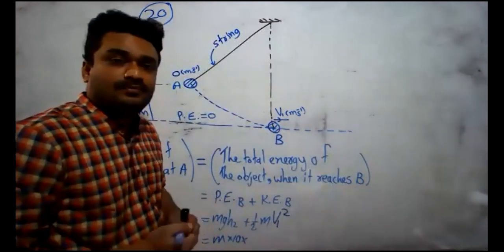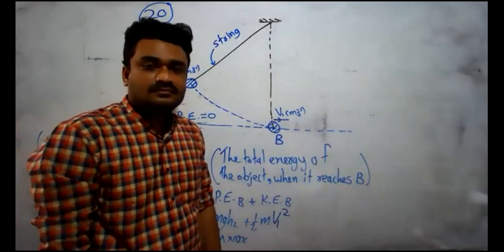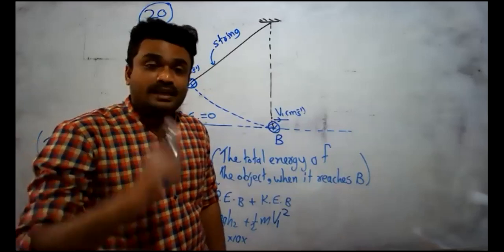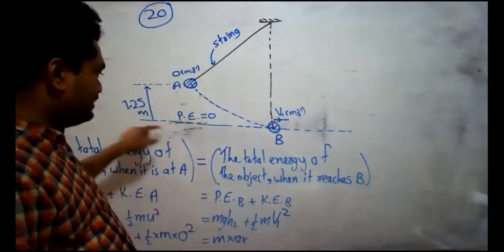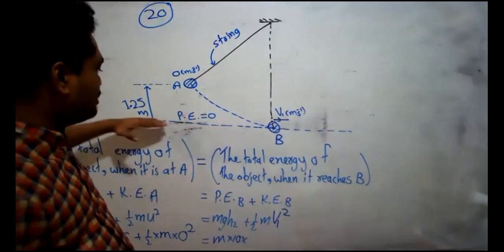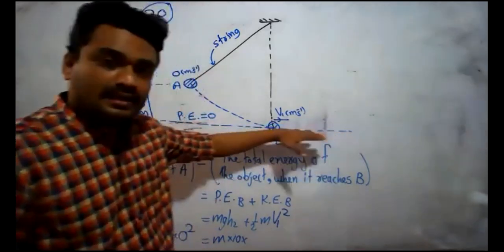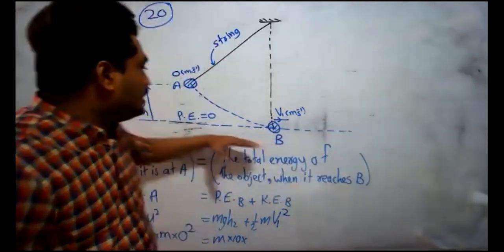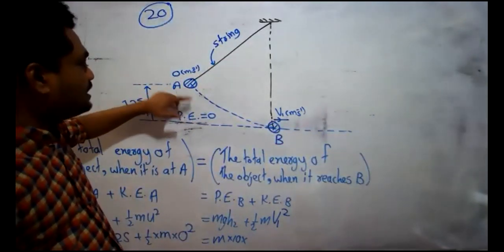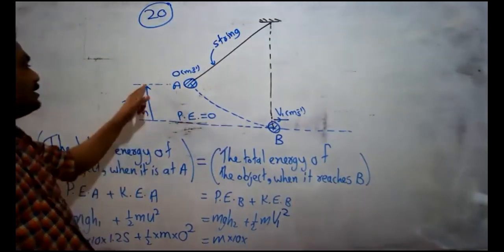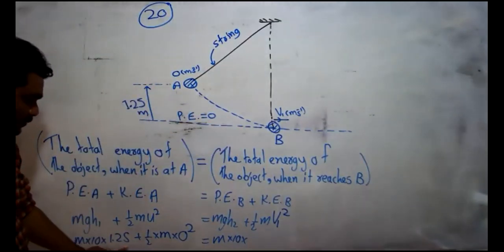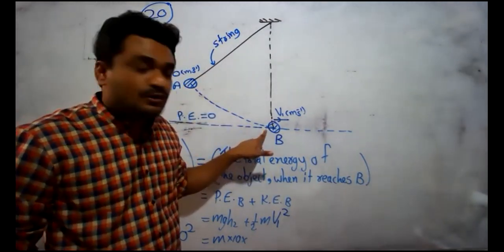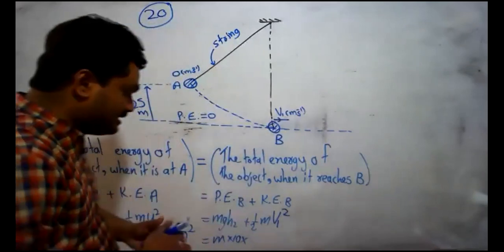Somebody please tell me. You have to think. 0 meters. This is a dotted line. We measure all the heights from this dotted line. So the initial distance of the object from this selected dotted line is 1.25. Therefore, h1 is 1.25. But now the object is on the dotted line. Therefore, the distance of the object from the dotted line is 0.